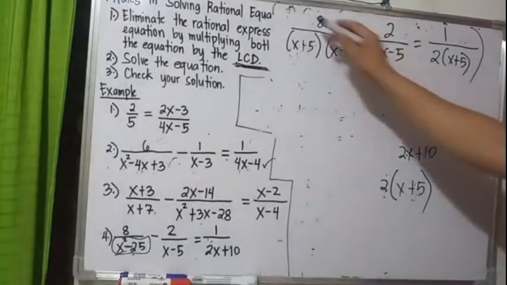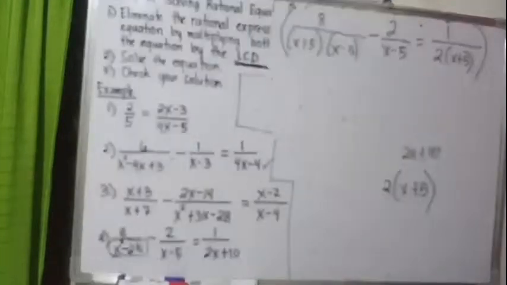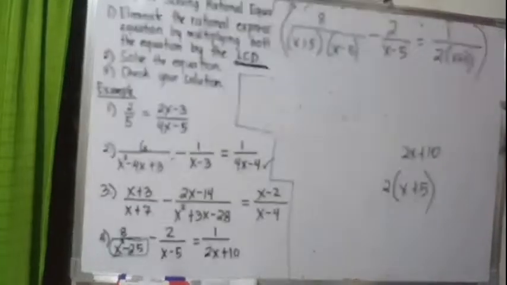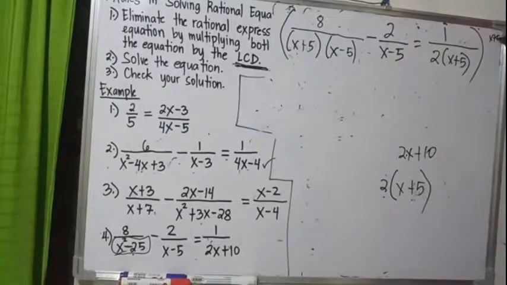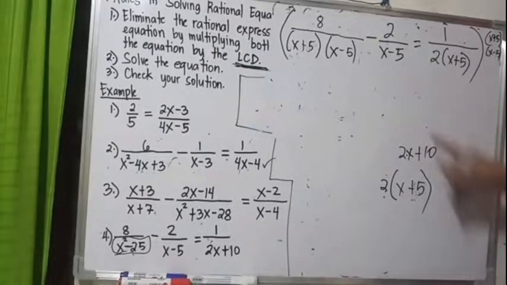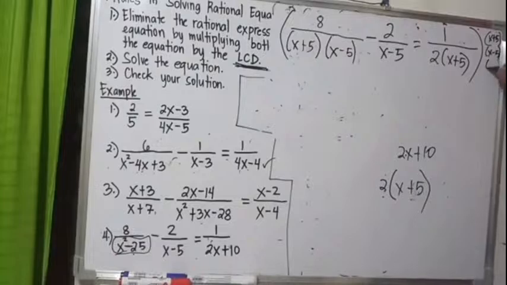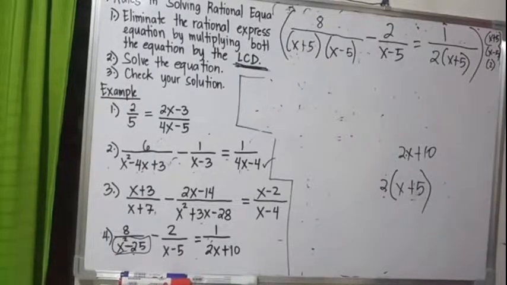So ano yung LCD natin? Ang LCD is, una is x plus 5, pangalawa is x minus 5, and pangatlo is 2. So times 2. Okay, the answer is negative 13. Are you sure? Okay, tingnan natin mamaya, Mr.